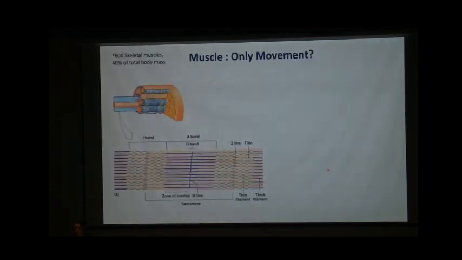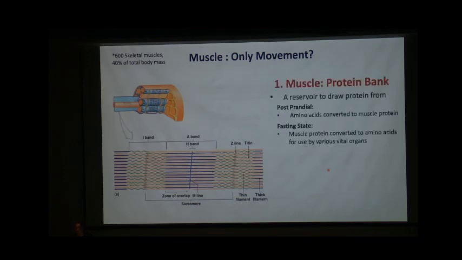Till now, we always thought that muscle is an organ for movement. But lately, we have realized that muscles are the body's central protein bank. It is a reservoir from which we can draw protein. In the postprandial period, amino acids are converted to muscle protein, and during fasting, this muscle protein is converted back to amino acids for use by other organs.